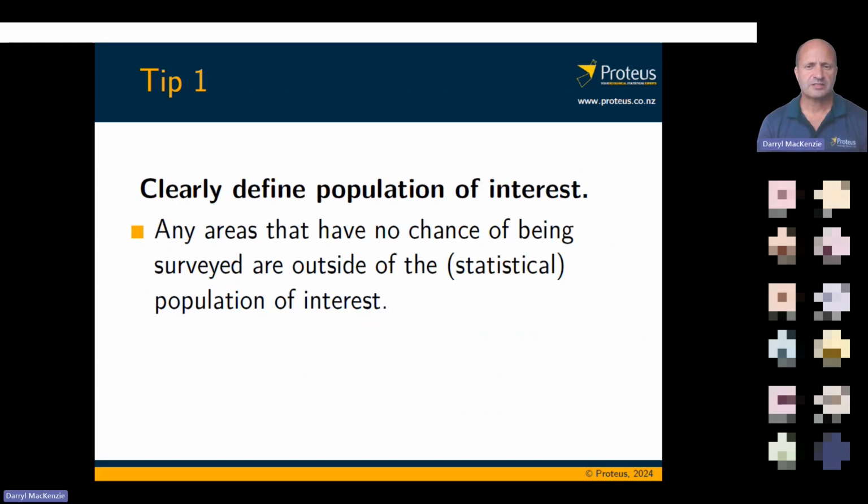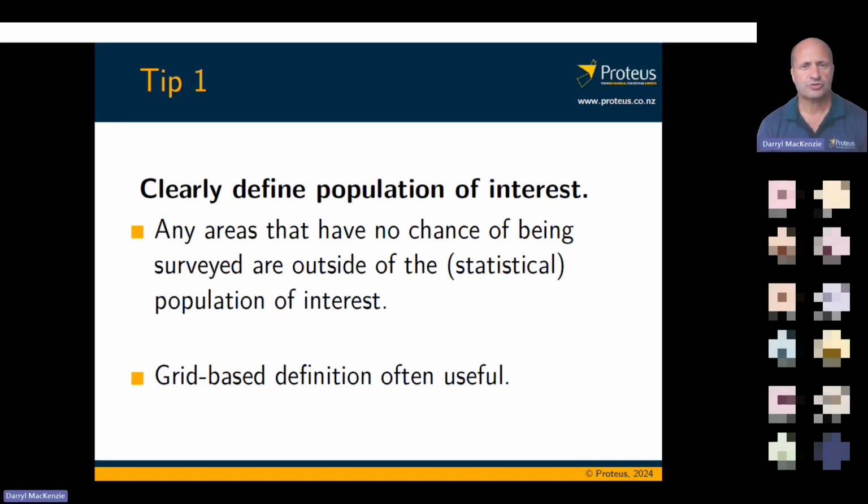And one of the basic rules of thumb is that any area that has no chance of being surveyed, for whatever reason, is outside of that population of interest. Okay, so all regions within that population of interest have to have some chance of being selected for data collection, for some surveying.